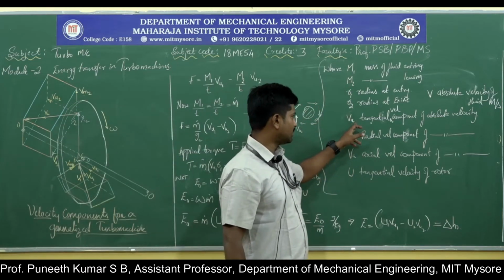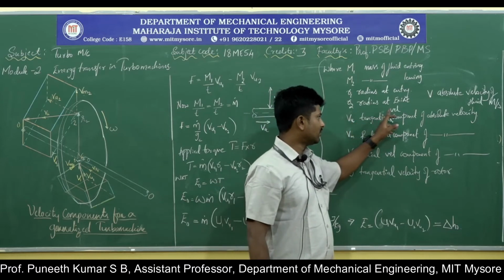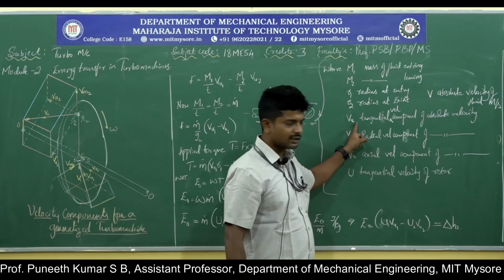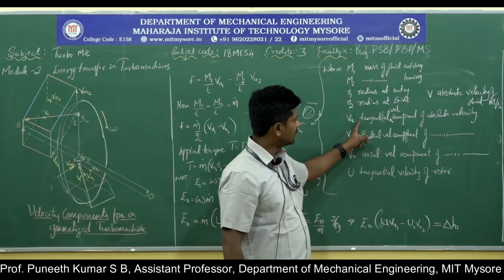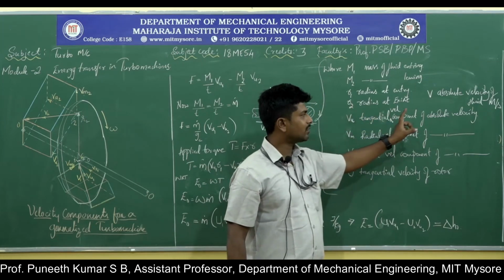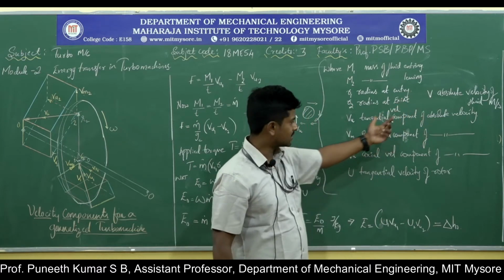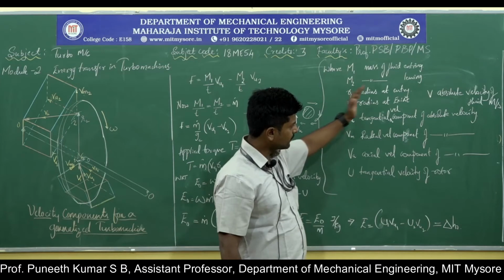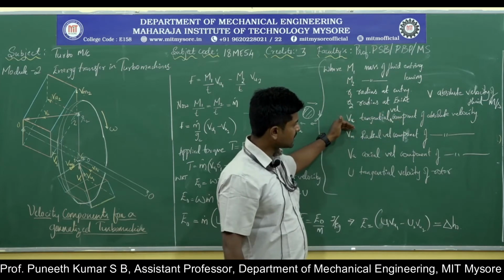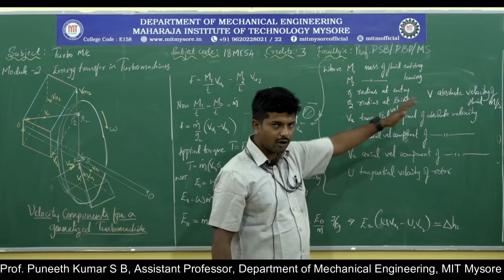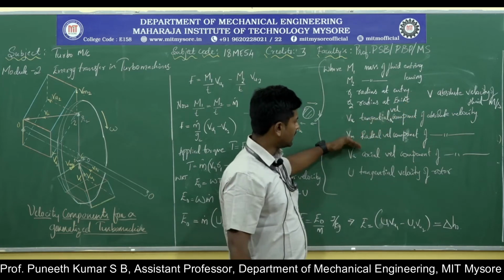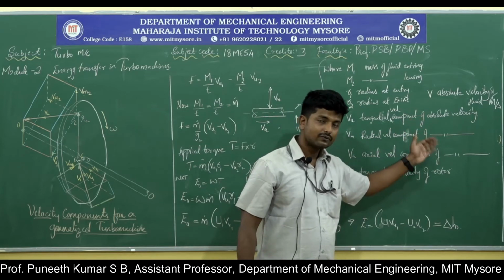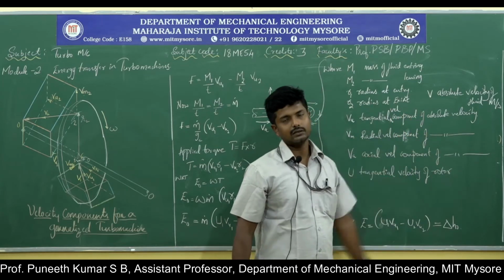If I put 1, it becomes the tangential velocity component of absolute velocity at inlet. If it is 2, it is the tangential velocity component of absolute velocity at exit. Similarly, Vu is the tangential velocity component of absolute velocity, Vm is the radial velocity component, and Va is the axial velocity component of absolute velocity.